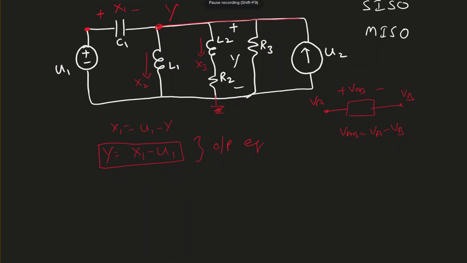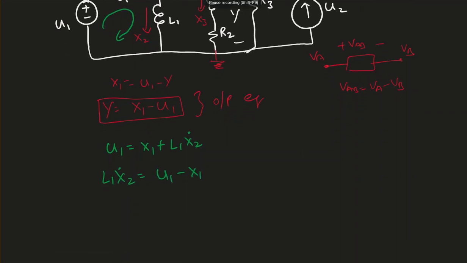Now I'm going to apply KVL in this loop. So U1 equals X1 plus L1 X2 dot. Now I have an equation for X2 dot. So L1 X2 dot equals U1 minus X1. So X2 dot equals minus 1 over L1 X1 plus 1 over L1 U1. This is X2 dot. So I found X2 dot.